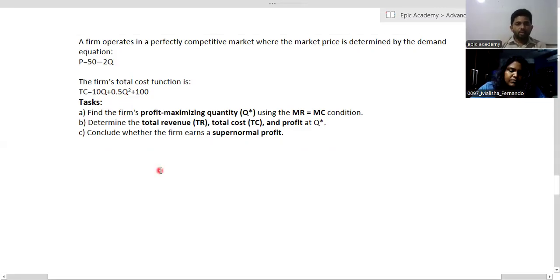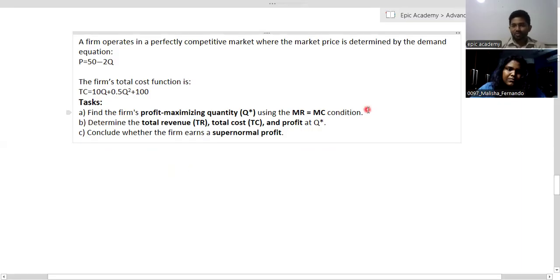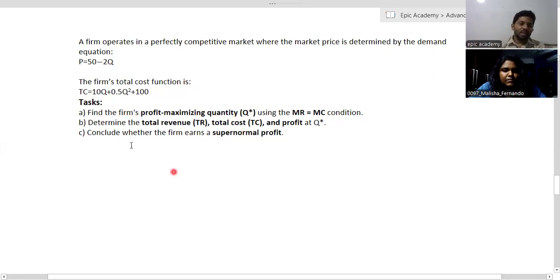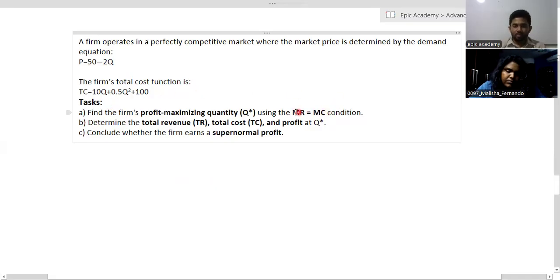Okay, task. Find the firm's profit-maximizing quantity using the MR equals MC condition. But in your paper, that kind of information is not given, okay? They are only asking to find the firm's profit-maximizing quantity. So you have to calculate MR and MC. When MR equals MC, what's the amount of production? That means Q. Then determine the total revenue, the total cost and the profit.